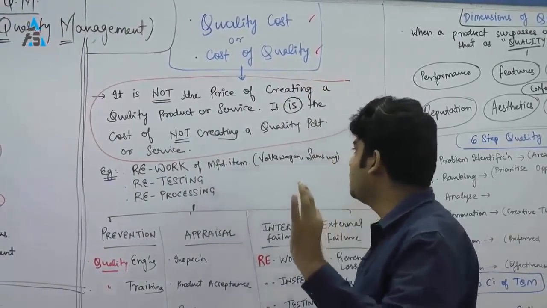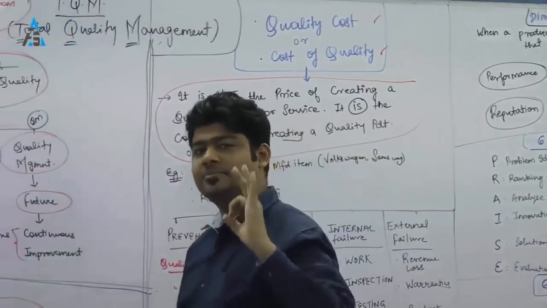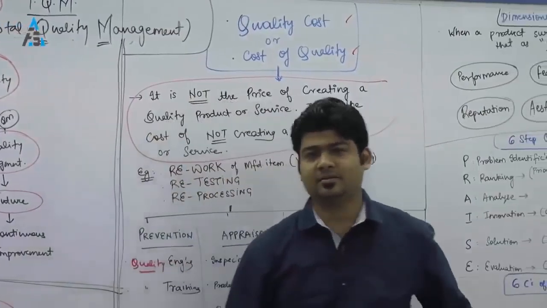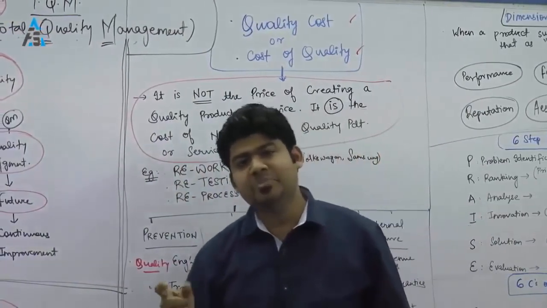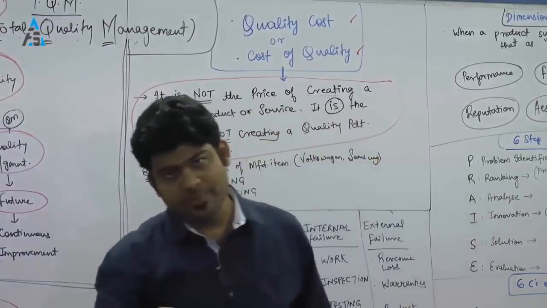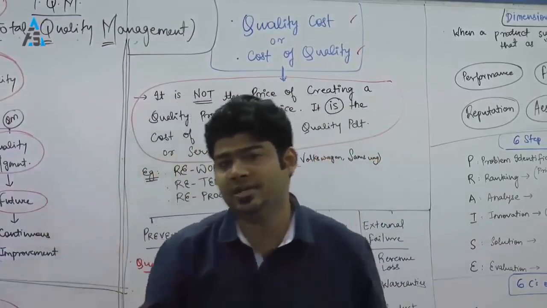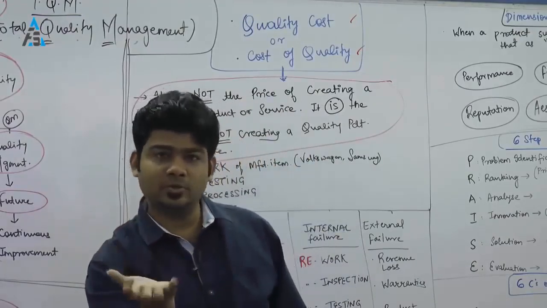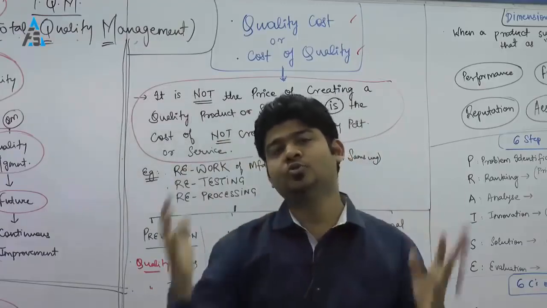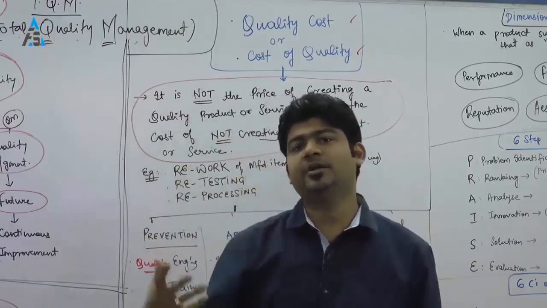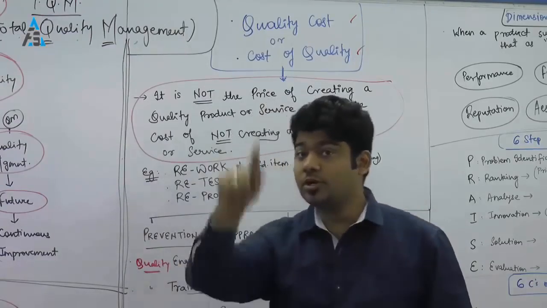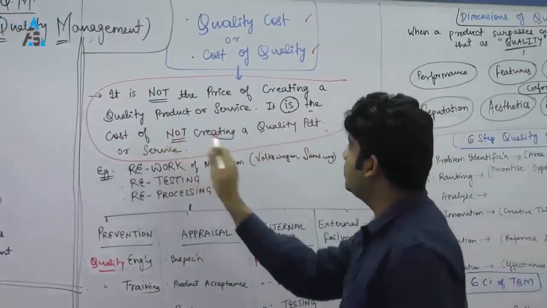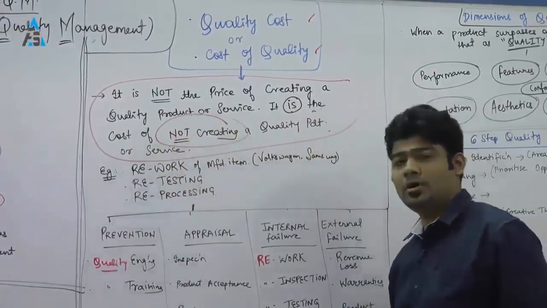The best example being Volkswagen and Samsung. If you remember Samsung, I think Galaxy 7 or some such product, had big battery issues. If they had maintained the battery quality properly, then they would not have had to spend that much. But because of poor battery quality, the mobile phone exploded and the company had to withdraw a huge bulk of mobile phones and suffer a loss. So that was the quality cost of not making a quality product. It is the cost of not creating a quality product or service.